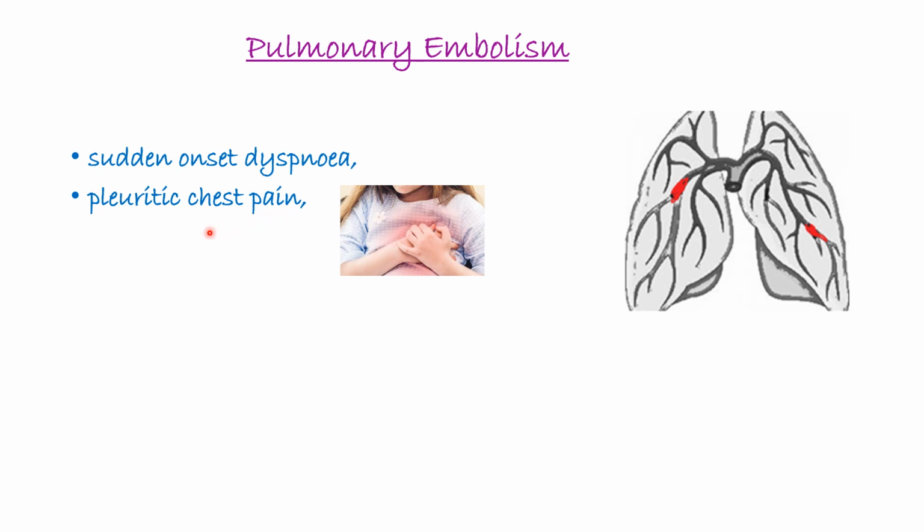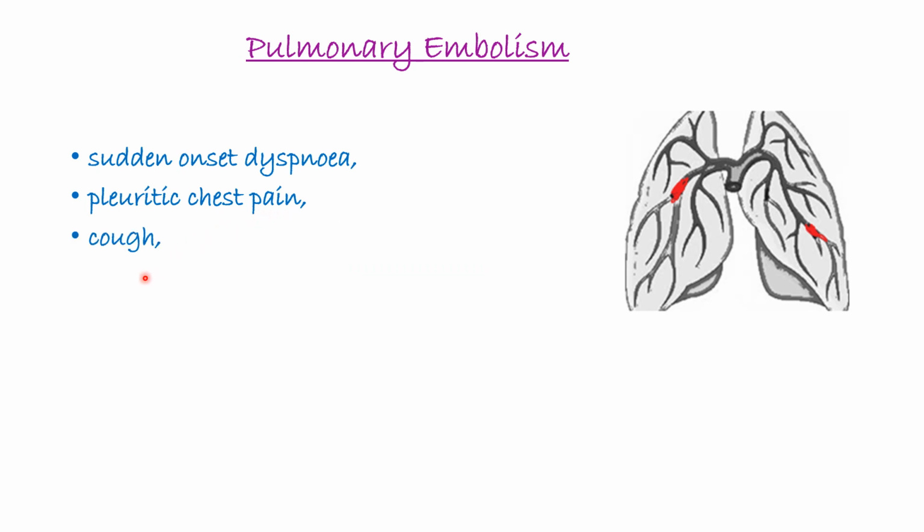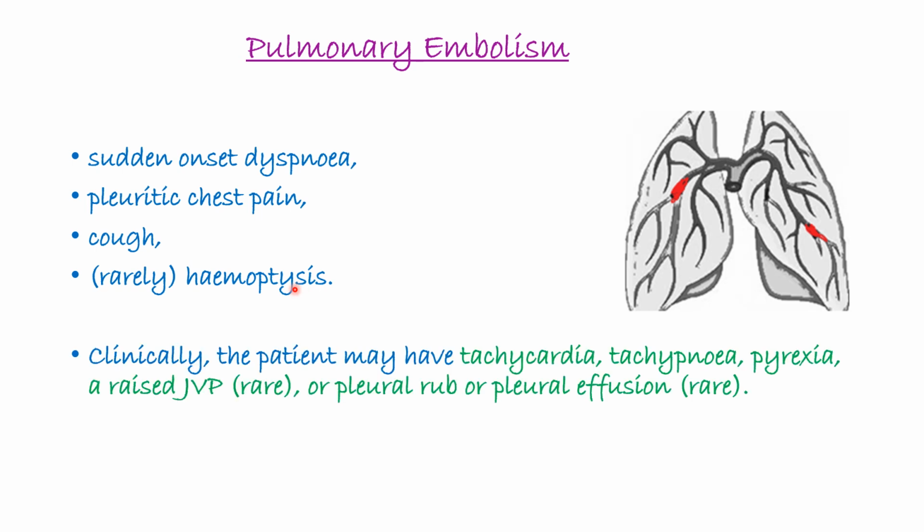So how is the patient going to present? Most commonly, the patient may actually be asymptomatic, but they may sometimes present with symptoms. The symptoms they present with are sudden onset of dyspnea, that is shortness of breath. They may also present with pleuritic chest pain. They may come in with chest pains. They may also present with cough or hemoptysis in rare cases.